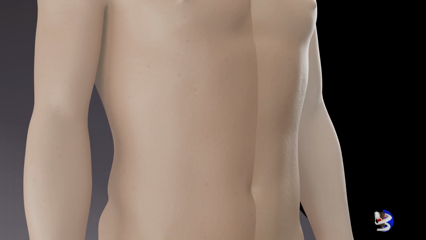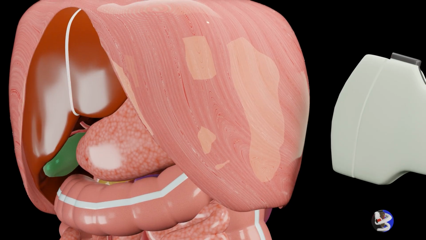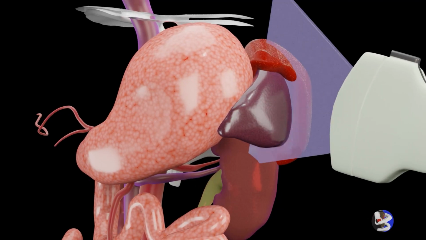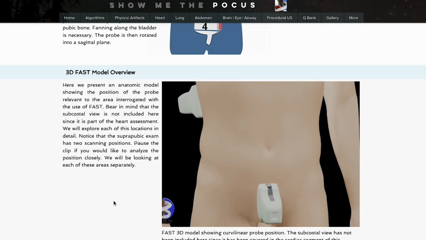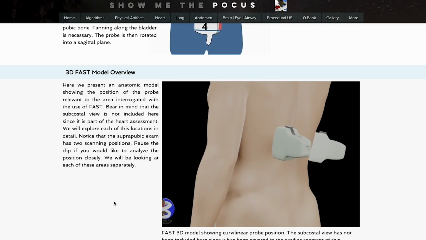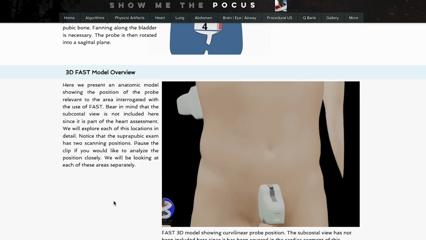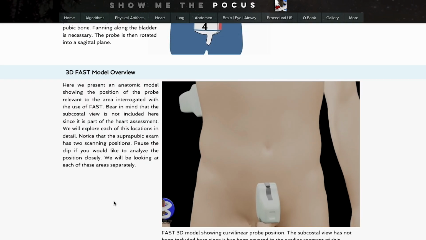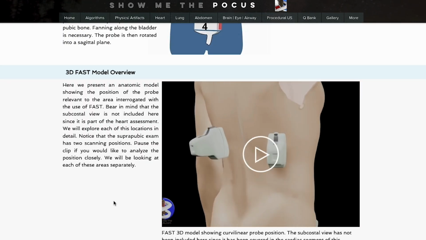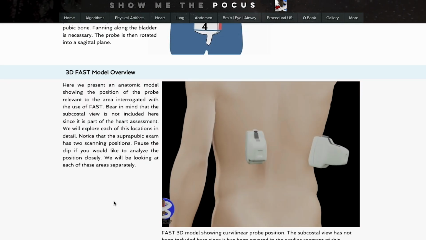Technique for image acquisition. We first need to define the objectives of the different views in our arsenal before we can move on to interpreting the findings. Image acquisition techniques rely on how you orient and manipulate the probe. For this reason, we'll be referring to the 3D model video clips available at showmethefocus.com, where we can assess the cuts made by the ultrasound beam as it interrogates a particular area of the abdomen. You can pause the videos on a particular view by clicking on the thumbnail.